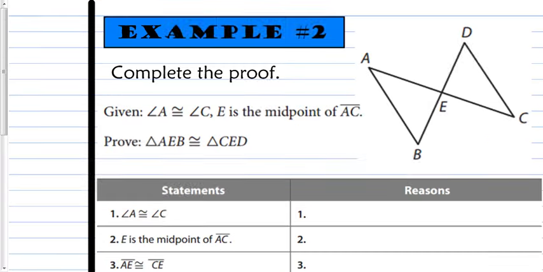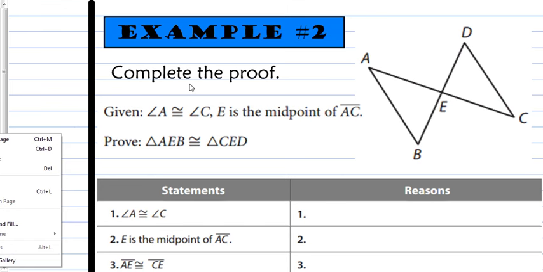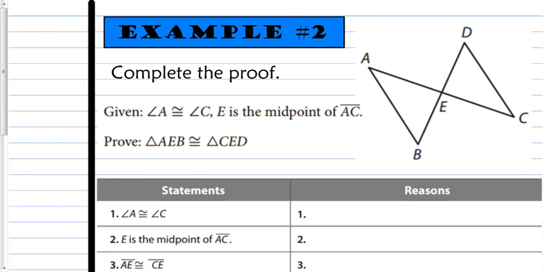Okay, let's try our next one. Complete this proof. First, they give us that angle A is congruent to angle C. So I'm going to mark that angle A is congruent to angle C. And how do we know that? We know that because it's the given. It's the first given. Then they have that E is the midpoint of AC. Again, they gave that to us. E is the midpoint of AC, so that's another given.